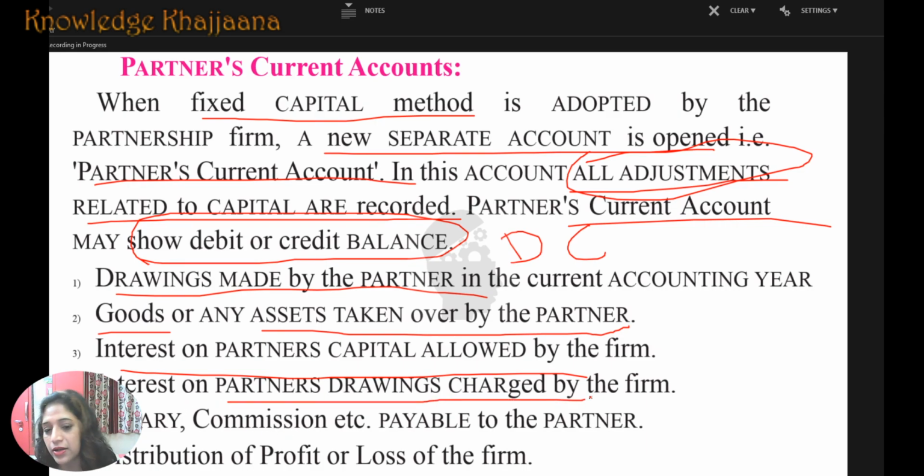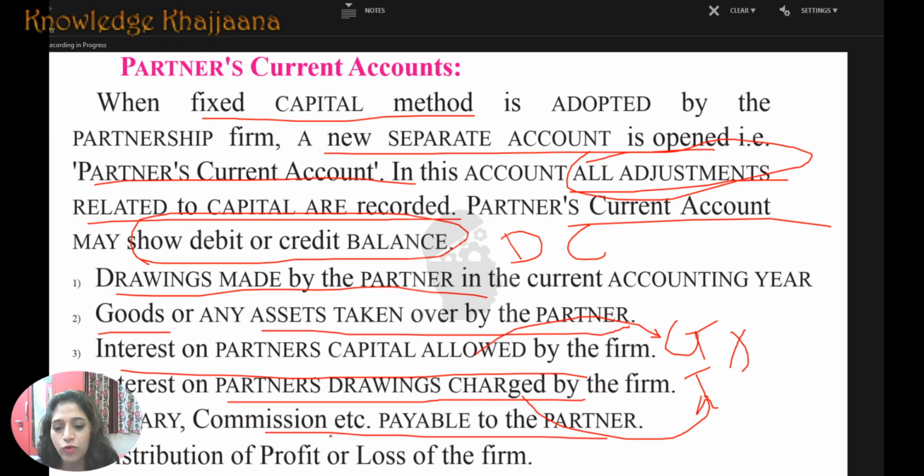If they have taken any drawings, then interest must be charged, and here interest is given to them, and here interest is taken from them, in simple words. Interest allowed means the interest amount is given to them, and interest charged means interest is taken from them. So the entry of this would be exactly opposite to the entry of this. Next, salary, commission, etc. payable to the partner. Salary, commission payable, so partners will get it.